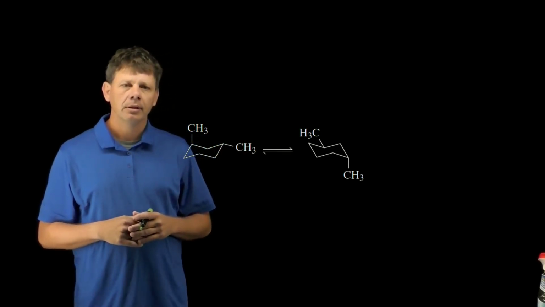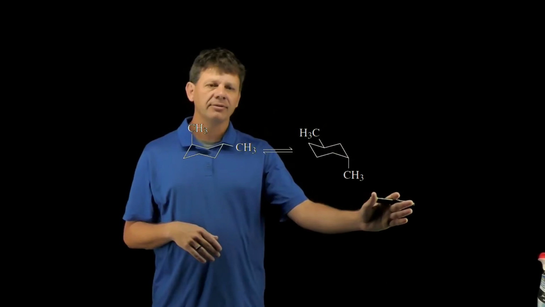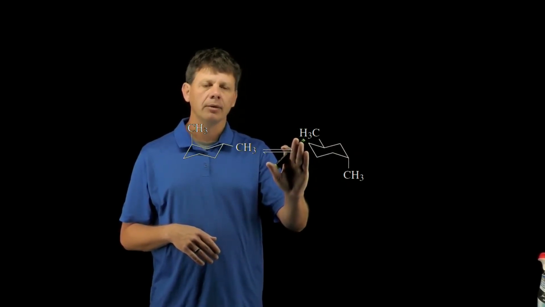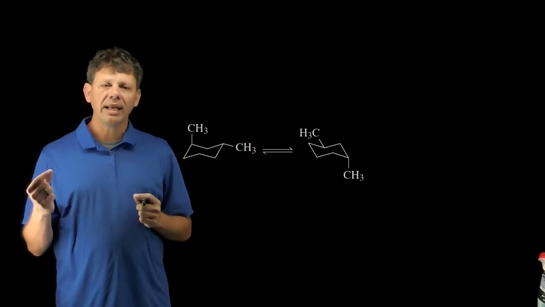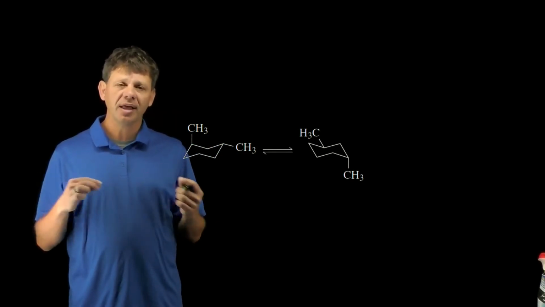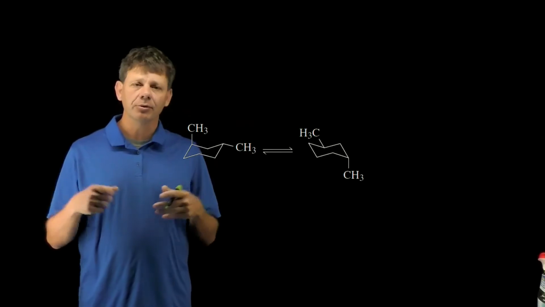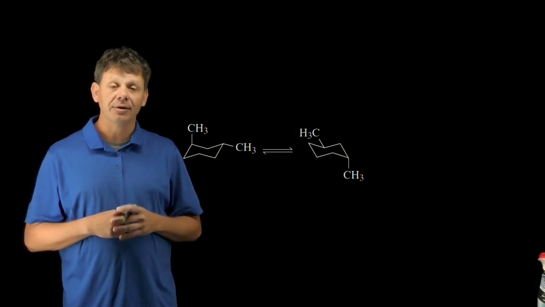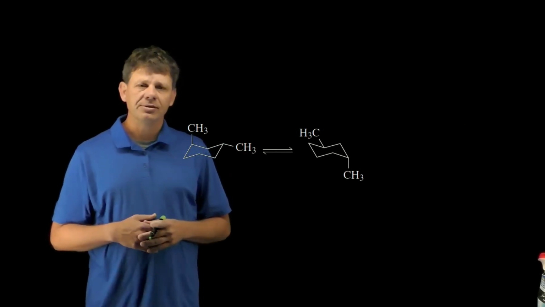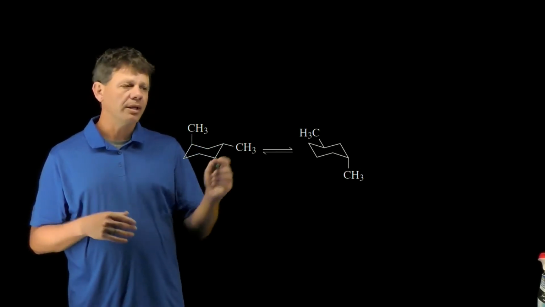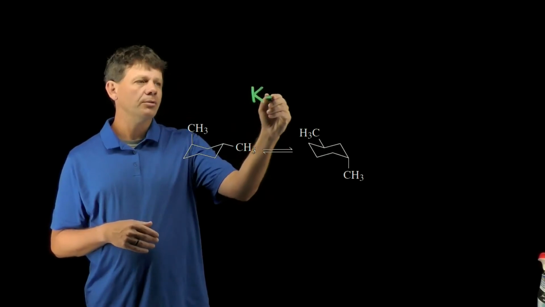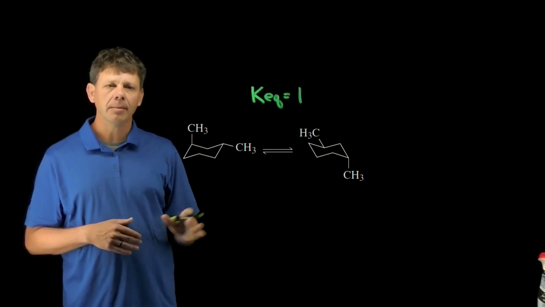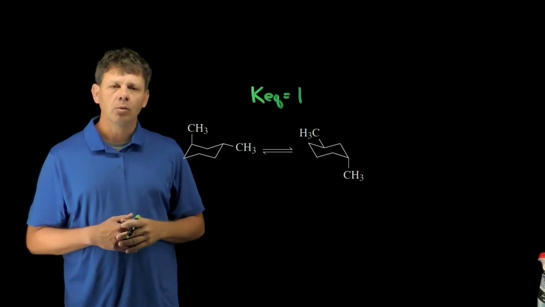methyl group. The molecule on the right has one axial methyl group and one equatorial methyl group. With one axial and one equatorial on both sides, and the fact that they're methyl groups in both cases, neither side is going to be favored. That is, the two conformations are equally stable, and we expect KEQ to be equal to 1. The concentration at equilibrium of both conformations will be equal.